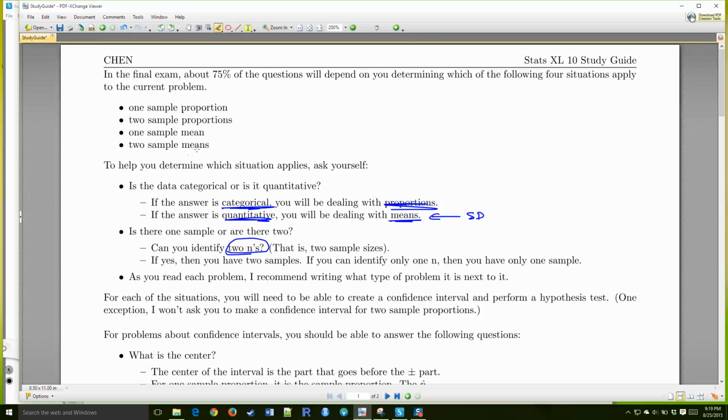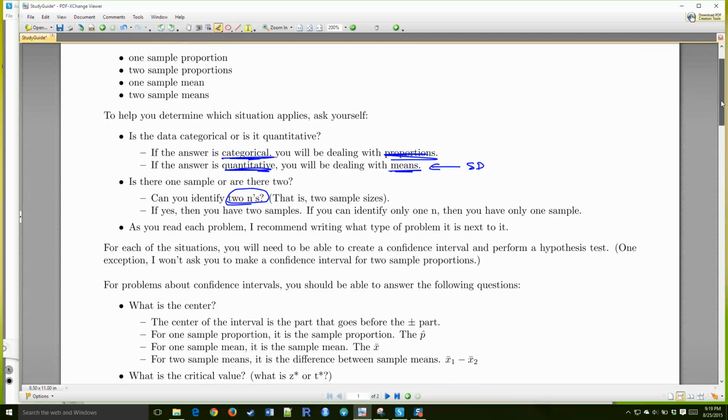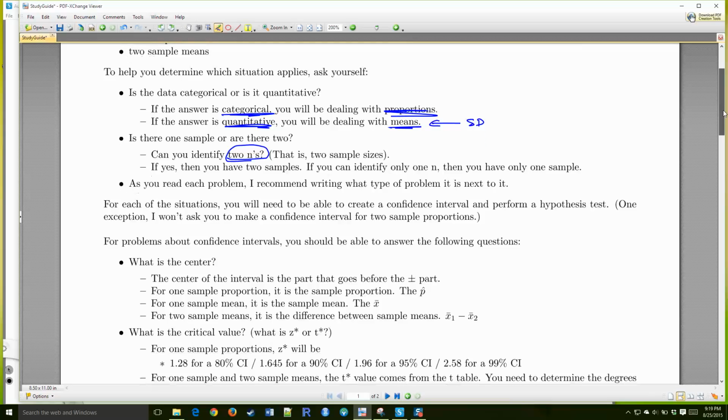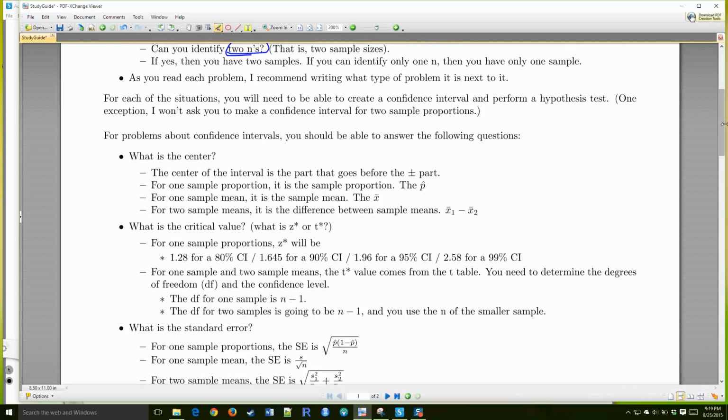The next thing is, when you read the questions, it'll either say do a hypothesis test, like what are the hypotheses, or it'll say make a confidence interval. The calculations you do for a hypothesis test or a confidence interval will be different, so you want to make sure you're using the correct one. Here it says for problems about confidence intervals, you should be able to answer the following questions.